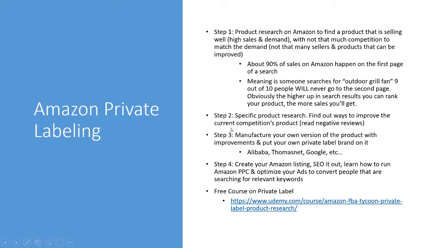Now, step 2 is do specific product research, okay? So you want to find out ways that you can improve the competition's product, right? So if there's 4 competitors that are all selling a similar product, you want to do research on all of them, okay? Same thing if there's 8 or 20, right? So you want to do specific product research on your competitors. You want to read the negative reviews and find out ways that you think that customers are currently not liking the product so you can focus on improving that in yours, okay?